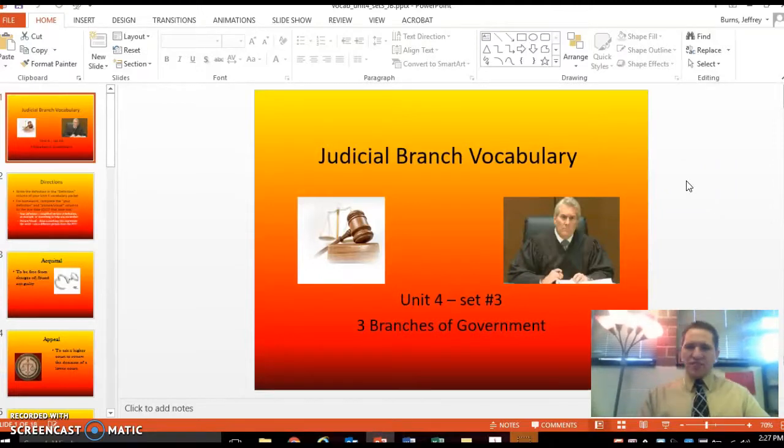We got the judicial branch vocabulary, which is Unit 4, set number 3. The judicial branch is the longest segment of this unit. We'll probably spend an extra week or so on the judicial branch than we did on executive and legislative.